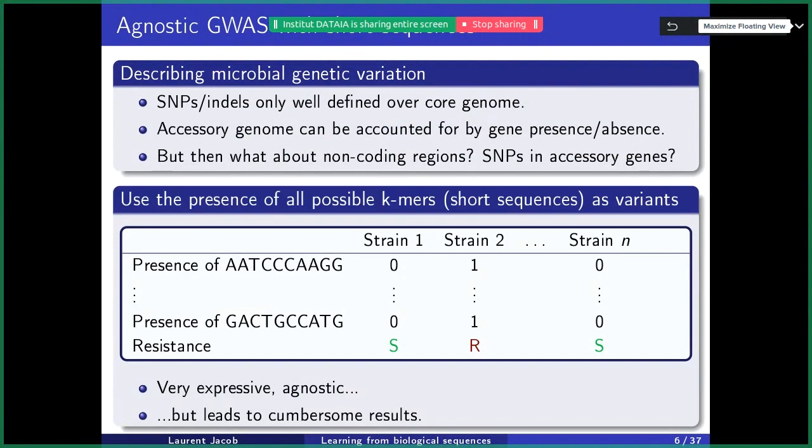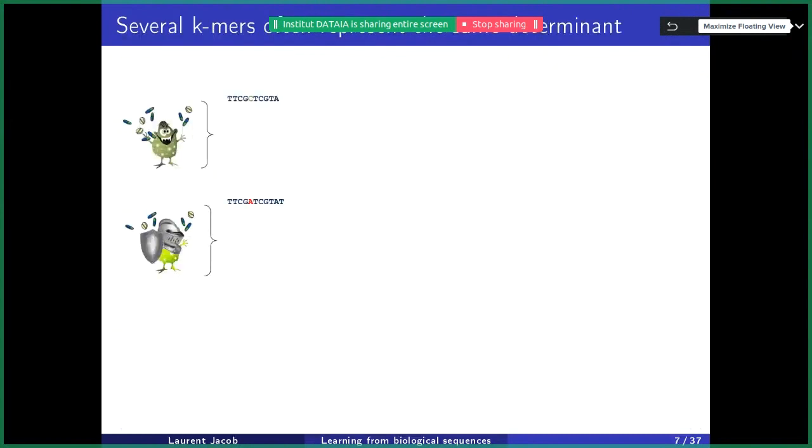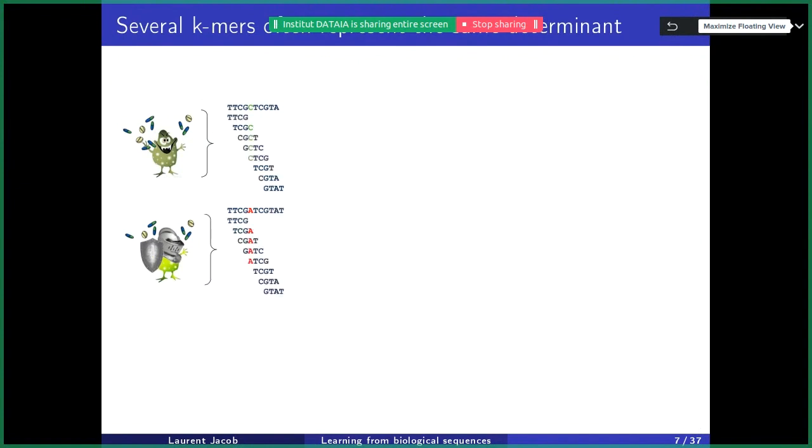Okay? So you don't have to define them, and you can capture all of them, but at the same time, the results are much less interpretable. Right? I'm going to show why. So here is an example. Let's say that there is a gene somewhere in the genome, an accessory gene, that contains a SNP which gives resistance to the bacteria. Okay. If I look at k-mers, I break the whole genome into k-mers. Around this SNP, I'm going to have 8 k-mers of size 4, that correspond to the same information.